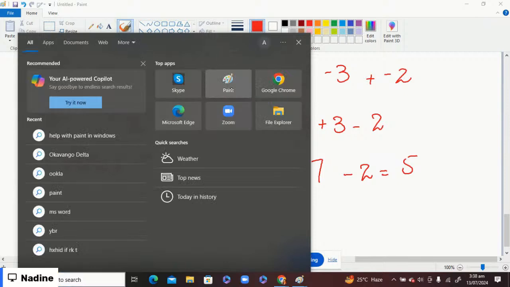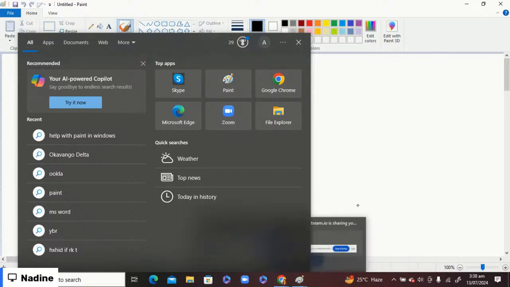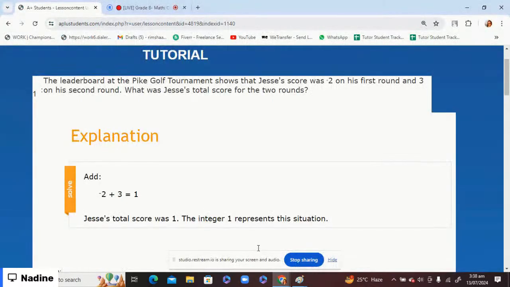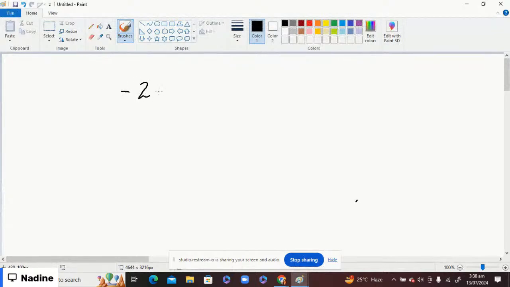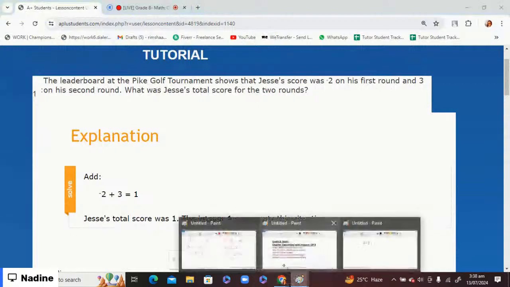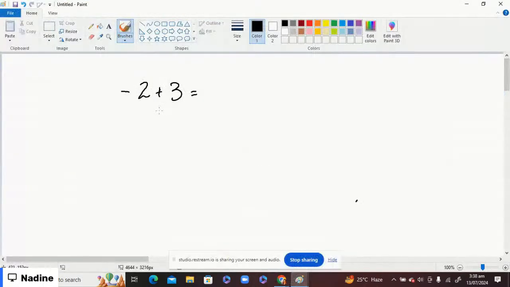So let's just check. What is the score firstly? That is -2 for the first round, and for the second round it's 3. So -2 plus 3. When you check -2 plus 3, as we know, if there is one subtraction and one addition, it's subtraction. So 3 minus 2 is 1. But which sign are we going to put? The sign with the greater number, and with the greater number it's the plus sign. So here the answer is +1.